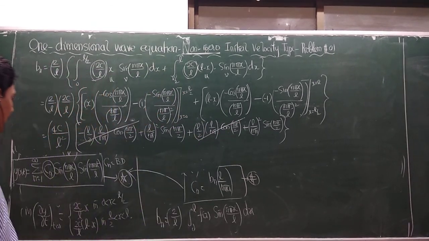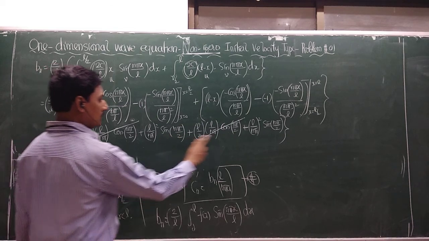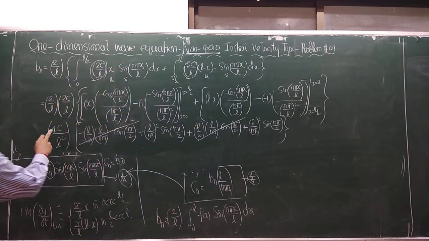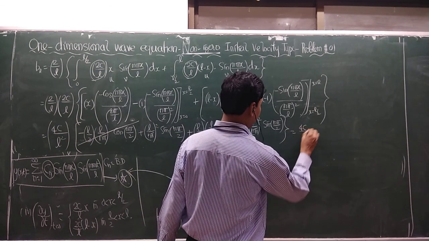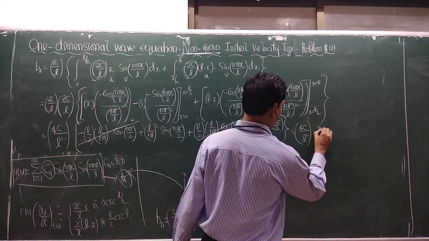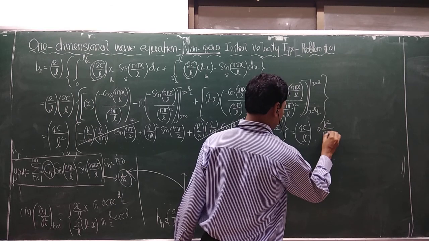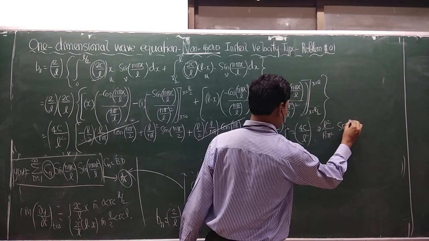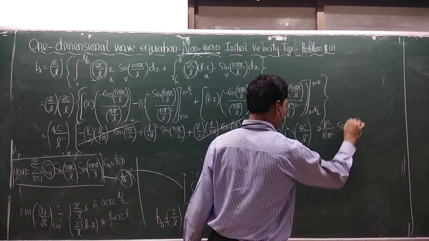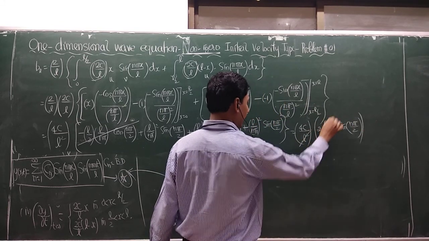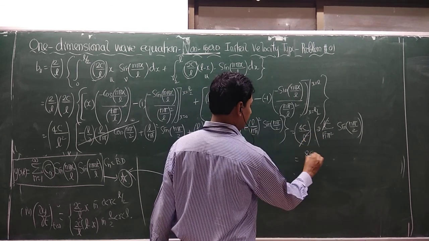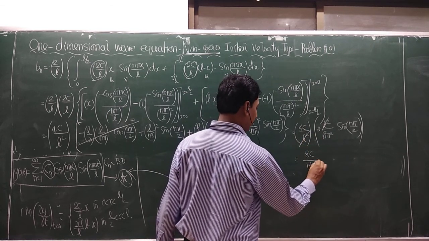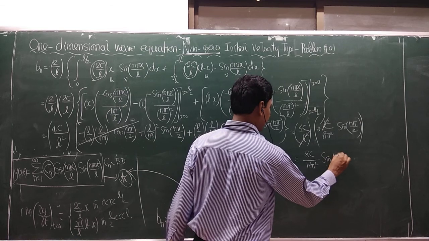So the balance is 1 plus 1, 2 times, so 2 into 4, 8. So we get this is equal to 4c by L square, 2 times L square by n square pi square, sin n pi by 2. Is it right? Now cancelling the L square, we get 4c by L square, that is 8c by n square pi square into sin n pi by 2.